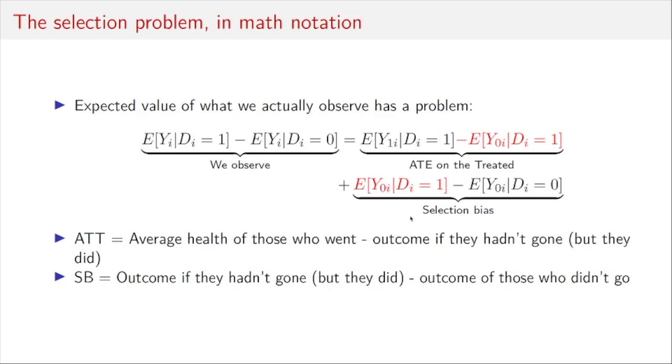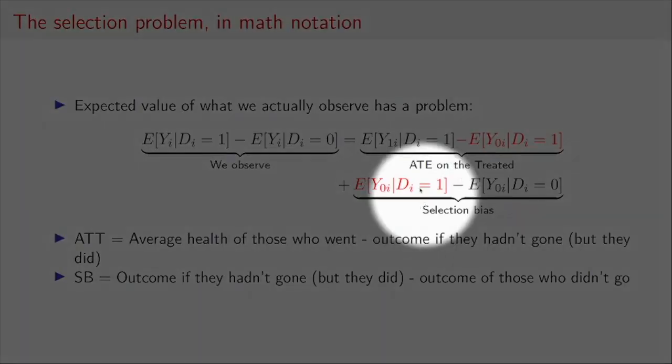which is the difference between the outcome of having not gone to the hospital for those who did and those who did not go to the hospital. This is the selection bias. It captures the fact that those who did go to the hospital might have gone there for a reason.